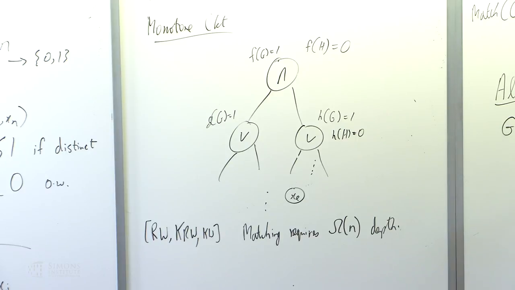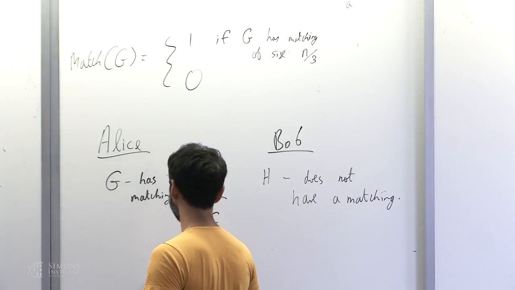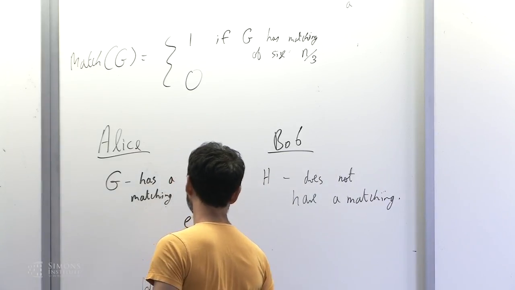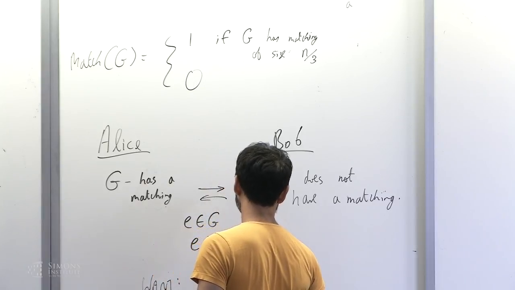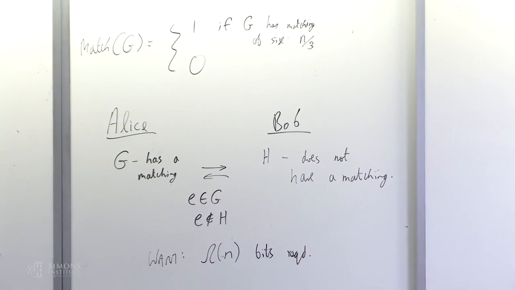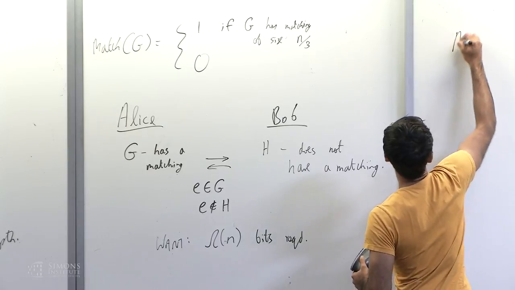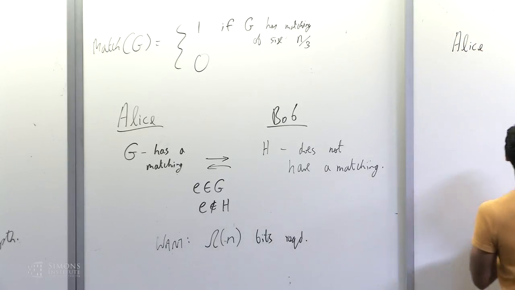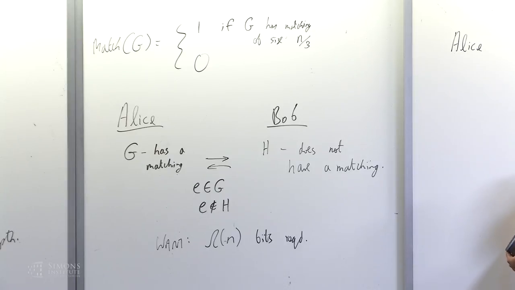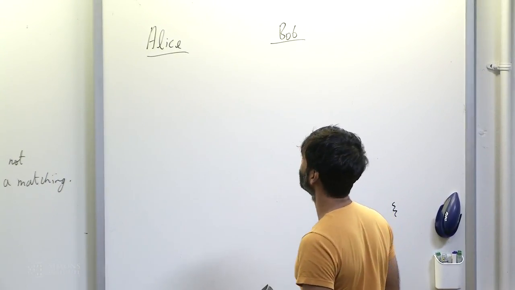Okay, good. So now I want to prove that this communication protocol requires omega n bits. And the way that I'm going to do that is by reduction to the communication complexity of disjointness. So let me show you how the reduction works. First I'll show you a deterministic reduction that doesn't work, and then we'll try to patch it up.